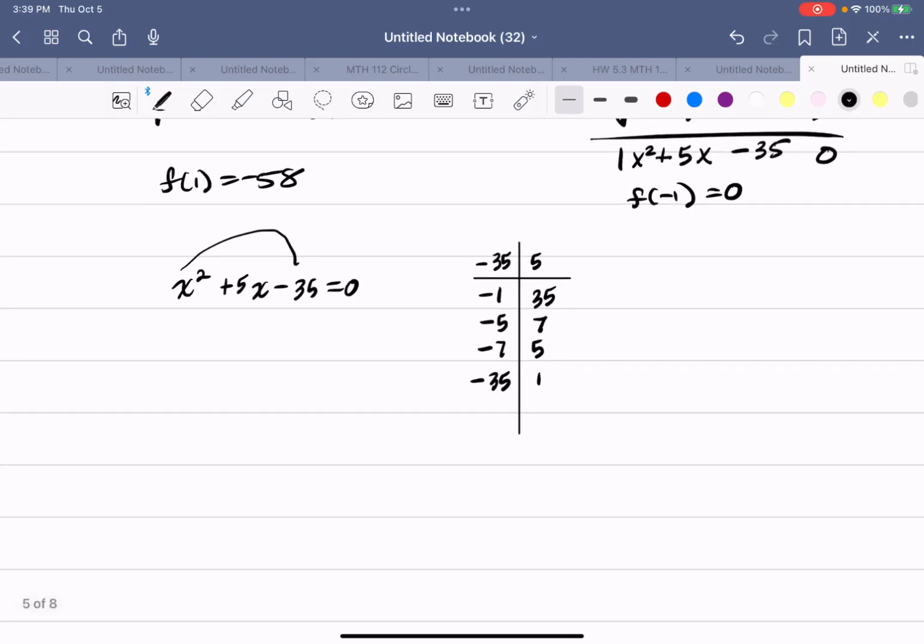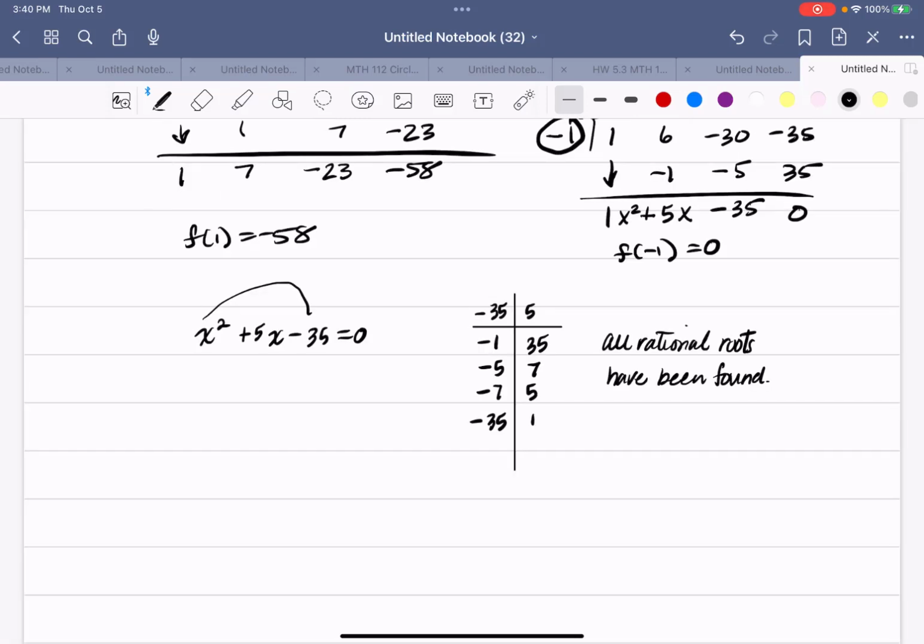Now that doesn't mean that this doesn't have 2 more answers. It just means all rational roots have been found. There are no other rational roots. However, since we were able to get one root out, we can use the quadratic formula on this quadratic equation. Can't use it on a cubic, but you can use it on a quadratic.